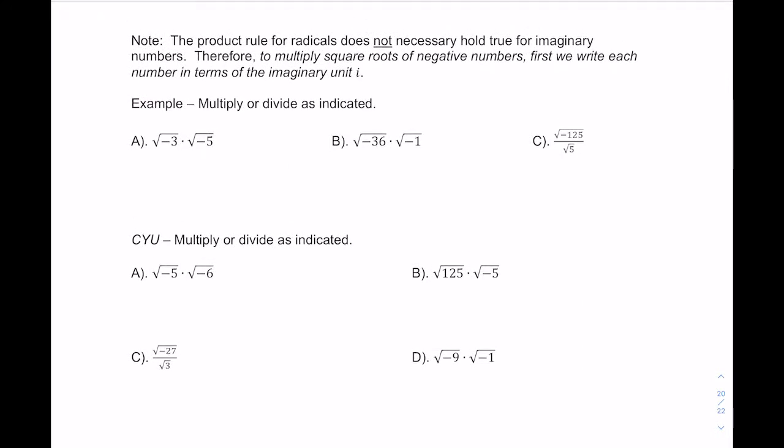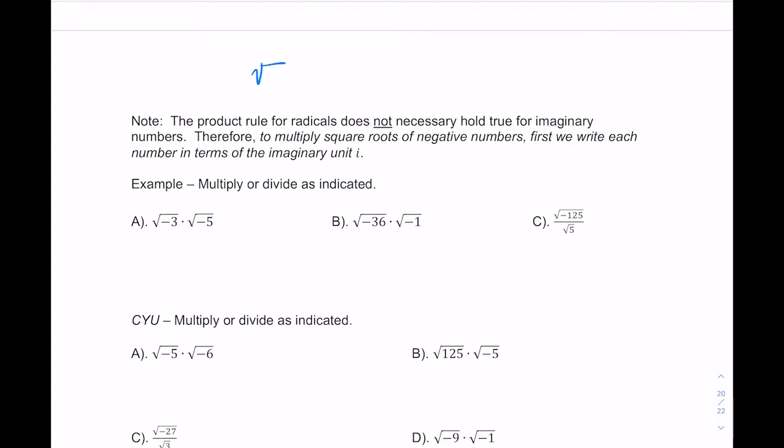Now when we look at the product rule for radicals, it doesn't necessarily work the same way with imaginary numbers. If we take just the square root of 3 times the square root of 5, we learned in another section that since they're both square roots, you can use the product rule and multiply them together to get the square root of 15. It doesn't work like that with imaginary numbers. If I have negative, the square root of negative 3 times the square root of negative 5, you can't multiply those two together and get the same answer.